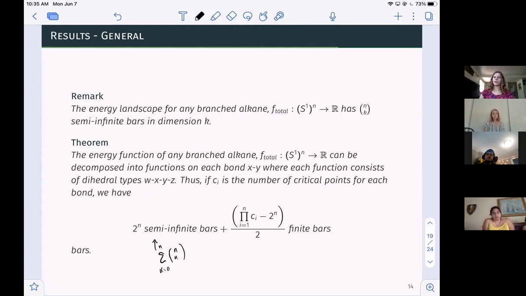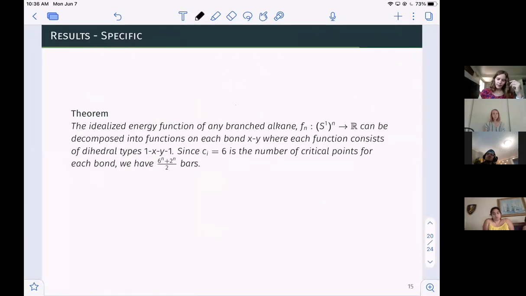And this actually generalizes, right? Because we've been looking specifically at 1, x, y, 1, but I can say it regardless of whether or not we replace these ones with their actual carbon degrees. So specifically, if we're looking at all of the examples we've done previously with this approximation, I can tell you that we're going to have 6 to the n plus 2 to the n total bars, which is kind of nice to be able to say. I can tell you exactly what's going to happen.